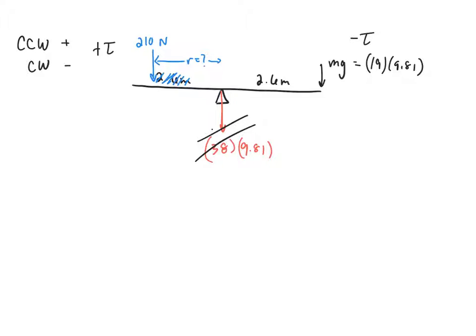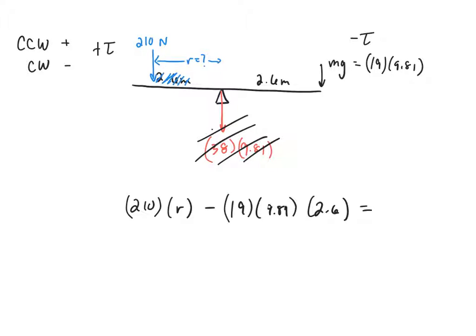So this does not affect the torque, so for now, let it go. All right, so as a result, let's see what we have. We're going to say we have 210 times its distance. What's the sine of the angle going to become here? Remember, we always multiply by sine of the angle? Sine of 90, which is equal to what? 1. So it doesn't matter here. And then it's going to be minus the other torque, which is 19 times 9.81 times the distance away, which is 2.6. And that has to equal what?